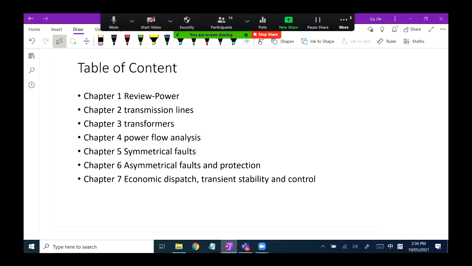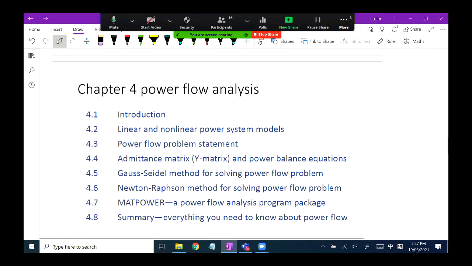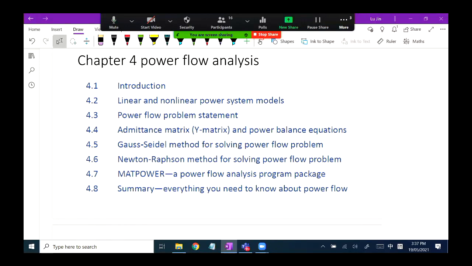Okay, this is chapter 3. Chapter 4, power flow analysis. So actually, I gave all the table of contents for different chapters. First of all, the linear and nonlinear power system models, power flow problems, and admittance matrix, that is the first question in our mid-semester class test. Okay, I think all of you did a good job, so I'm pretty happy.